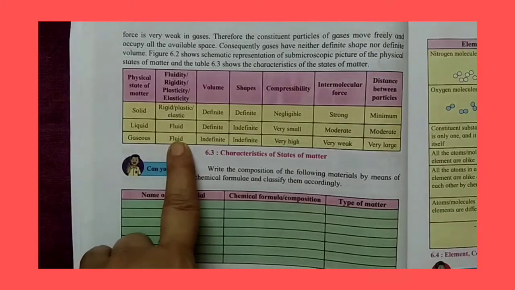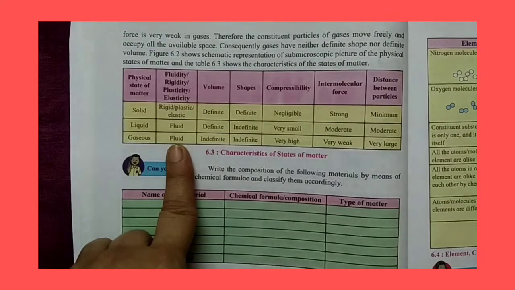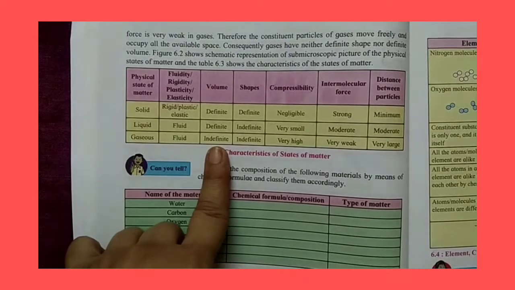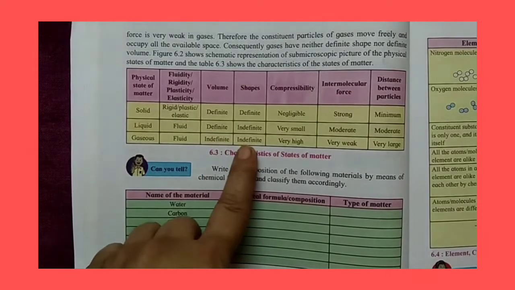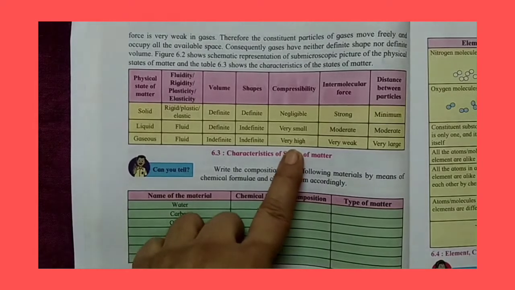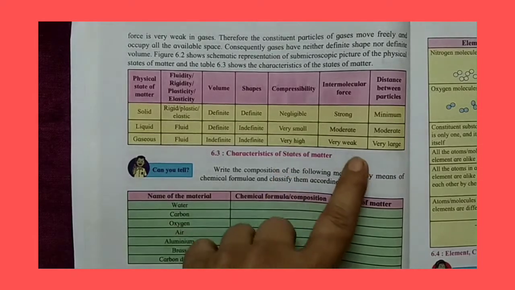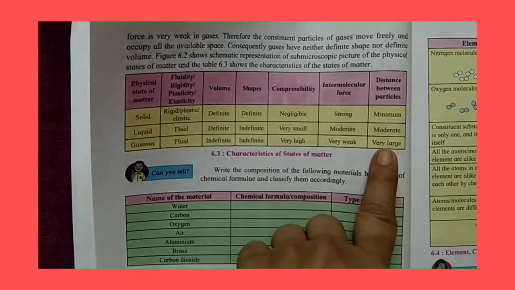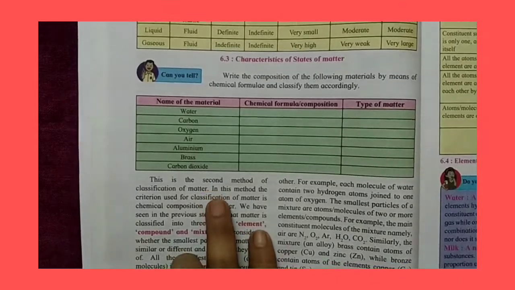Gaseous state is also fluid, it flows. Gases flow, that's why we get to smell the agarbatti or the perfume in the room. Then volume is indefinite. We cannot measure how much gas is present in the room or in the balloon. Shape is also indefinite. Then compressibility is very high. Gases can be compressed. Intermolecular force is very weak, as we have seen on the last page, and the distance between the particles is very large.